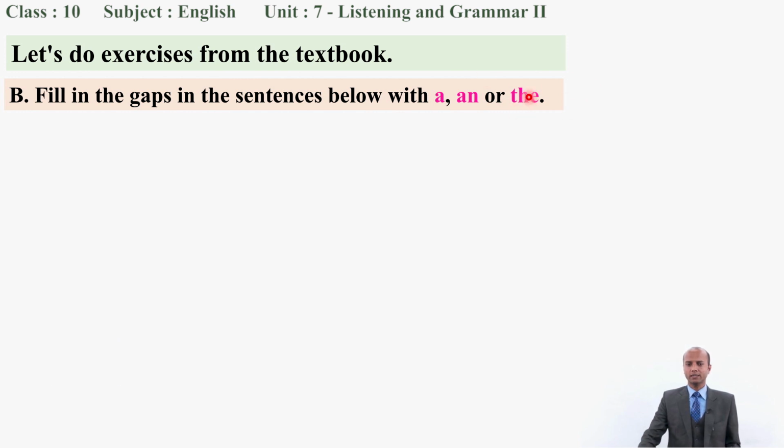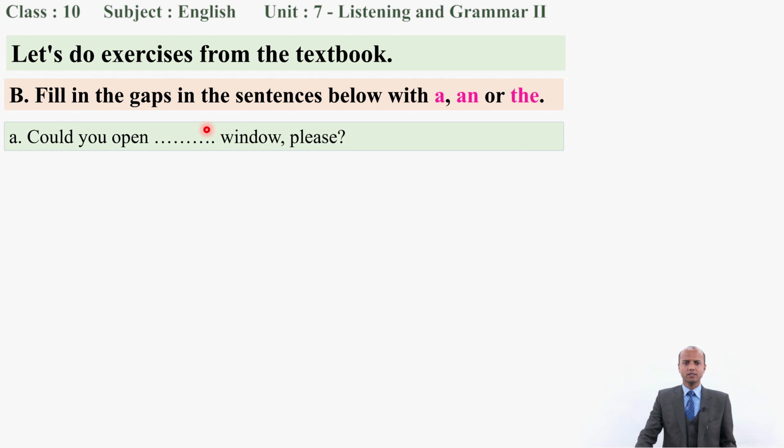Dear students, let's look at the activities in B. Here, one more article is added, that is THE. Could you open the window, please? What should be there? A, an, or the? Very good. The window, please. But look, if there is only one window, only one door, you should say the. But if there are many, for example there are two windows, you could say, would you please open a window? So here there should be the.